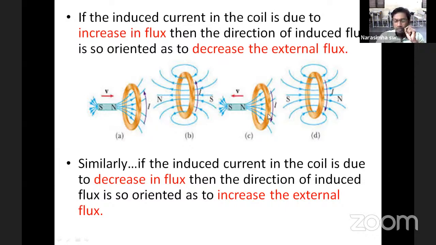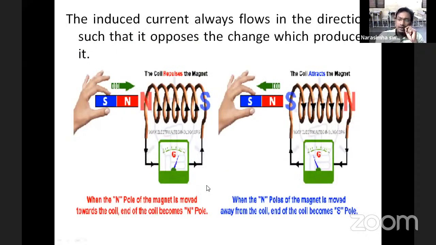Similarly, already we have seen on the other day, that when the north pole is moving backward, meaning the magnet is moving backward, then the flux is inside, meaning the magnetic field is inside this coil, and the current is in a clockwise direction. So this we already discussed, and also with more examples. The induced current always flows in the direction such that it opposes the change which produced it.